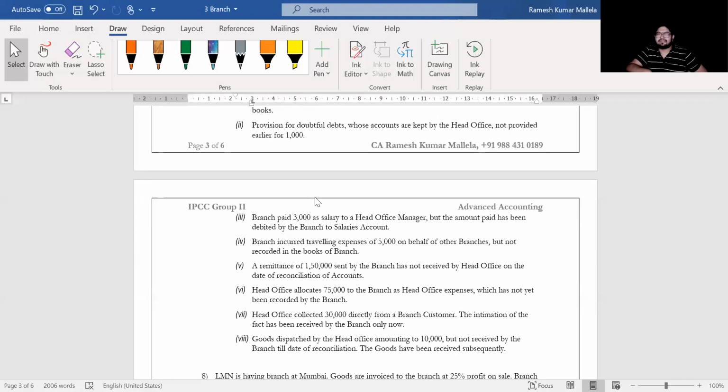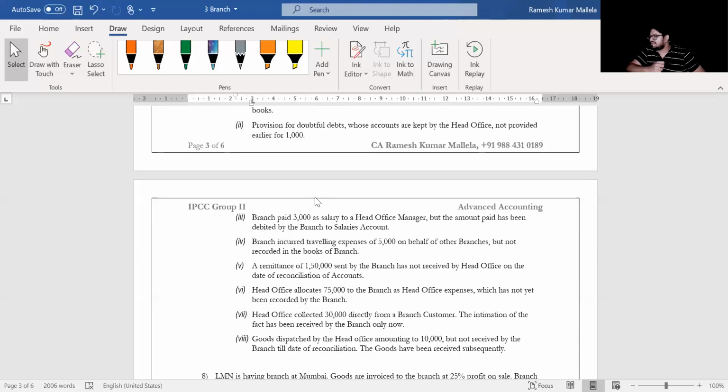Next. A remittance of 1,50,000 sent by the branch has not been received by head office on the date of reconciliation. Now, what does that mean? Branch has sent money to head office, but head office did not receive it by that time. That means in the books of branch, the sending person has already recorded it. I recorded, head office did not receive, hence head office did not record. There is no issue. I need not record for it because I have already recorded it.